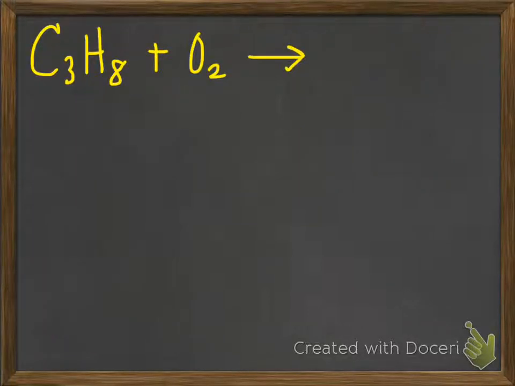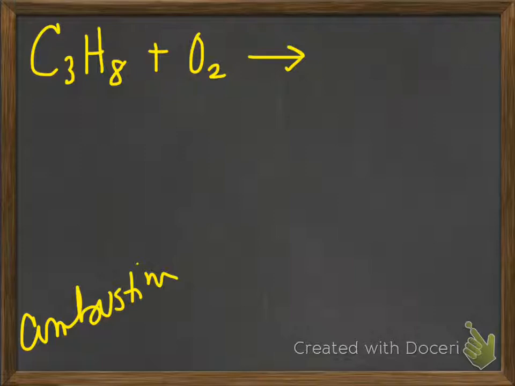Okay, this is C3H8, propane, combining with oxygen. What kind of reaction is this? Combustion. And some of you even said it's a combustion of a hydrocarbon. Yeah, we can combust a lot of things, but we run these combustion of hydrocarbon reactions fairly frequently. And this is just combustion of a hydrocarbon. You have a hydrocarbon and you have oxygen. They're the only 2 things.